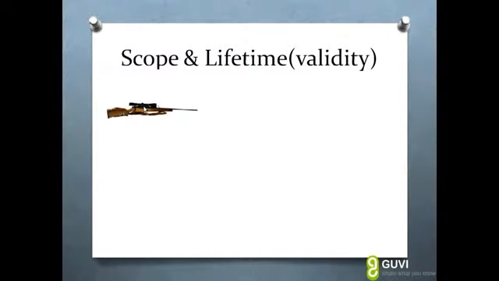A variable is something which holds the data. It might be alive, but it may not be visible to others. That's the first case. The second case is that it is not alive and hence it's not visible to others. So it is dead, so it is not visible to others. These are the two cases which can come along with the scope and the lifetime, which is the validity.